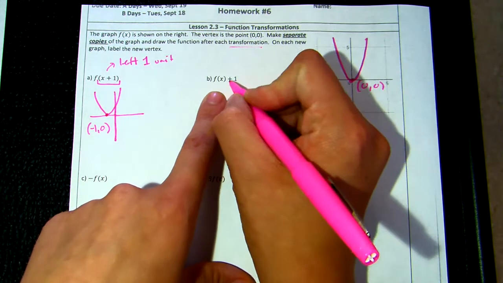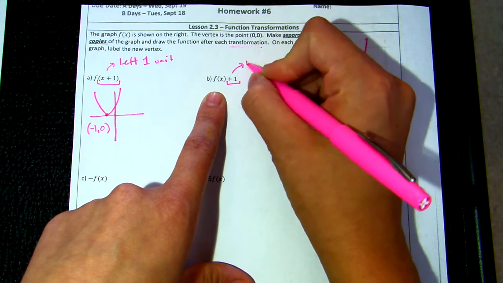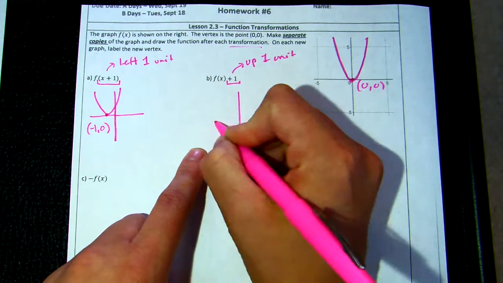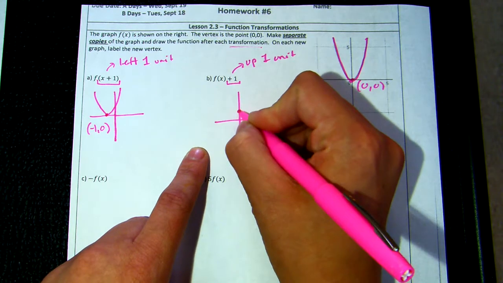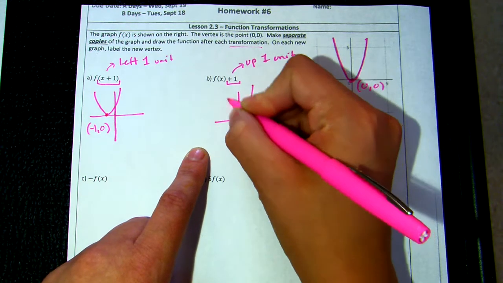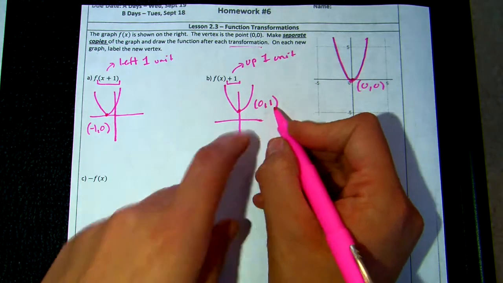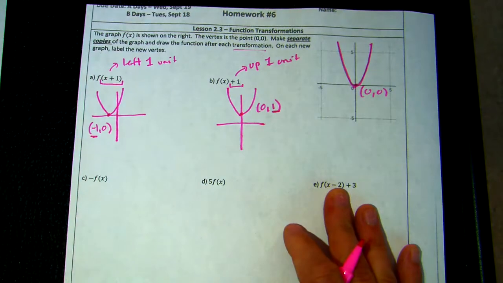This one here is outside of the parentheses, so that +1 outside of the parentheses means up 1 unit. So my new graph would be shifted up 1 unit from this. So up 1 unit goes my U-shaped graph, and this becomes 0, 1 for my new vertex. Because I shifted up 1 unit here, I shifted to the left 1 unit here.